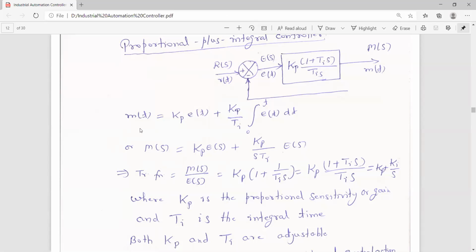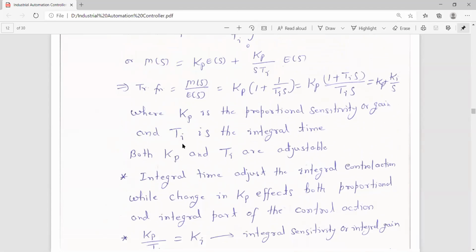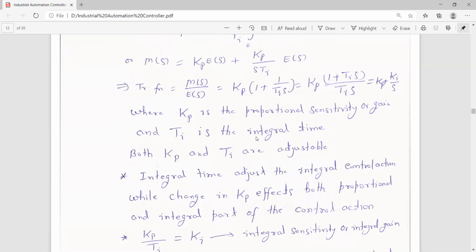So here the relationship is m(t) is equal to Kp into e(t) plus Kp by Ti integral of e(t) dt. And if you take the Laplace transform, then M(s) is equal to Kp E(s) plus Kp by s Ti E(s). So you can obtain the transfer function. The transfer function is Kp within bracket 1 plus 1 by Ti s, where Kp is the proportional gain or proportional sensitivity, Ti is the integral time, and both are variable. Kp and Ti both are adjustable.